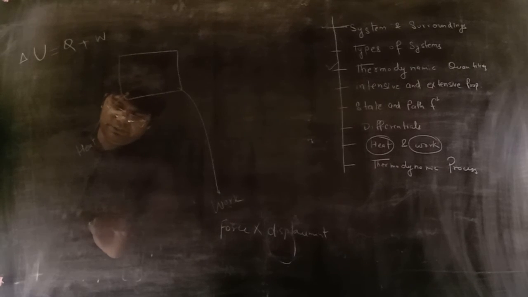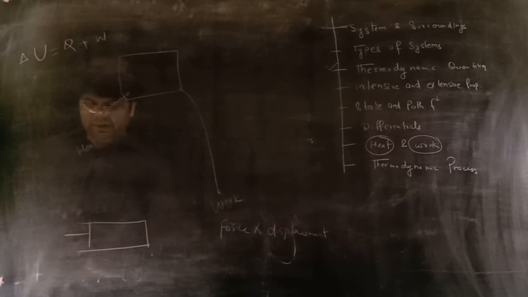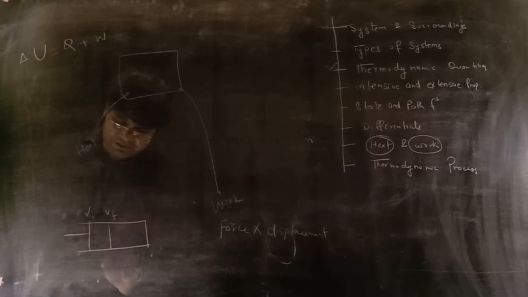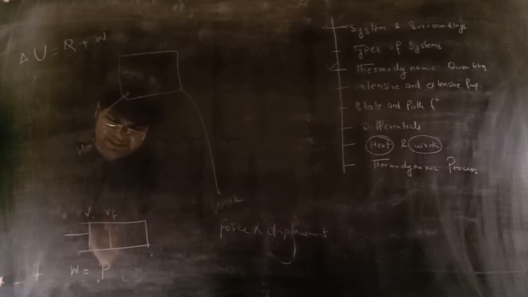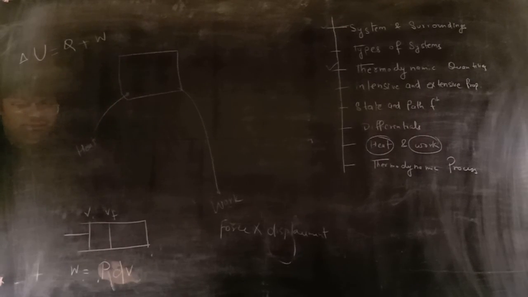Now I am showing you work. Suppose this is the system, here is the piston, this is V initial and this is V final. I compressed this piston from V initial to V final by using some force, by using some pressure. So W is equal to P into the change in volume, dV or P delta V, whatsoever.